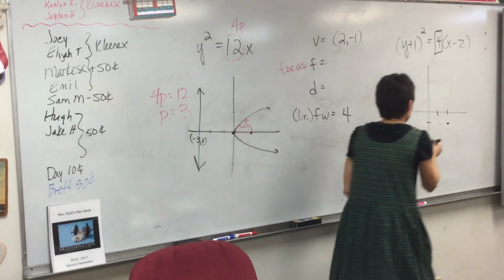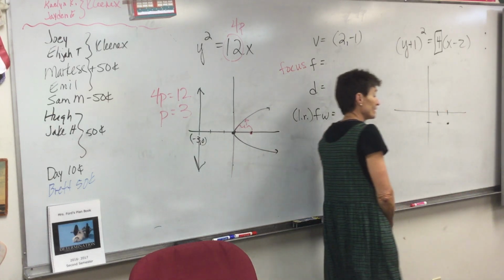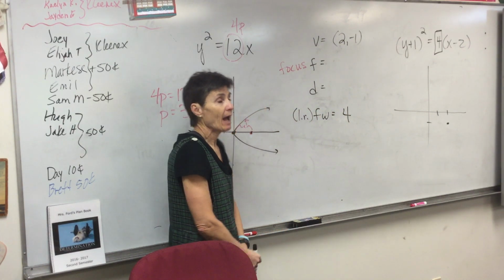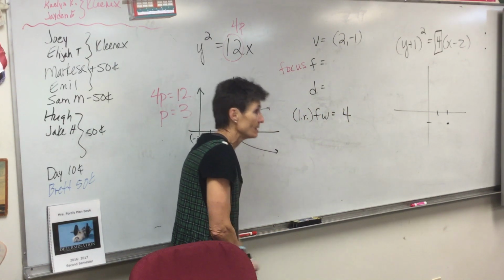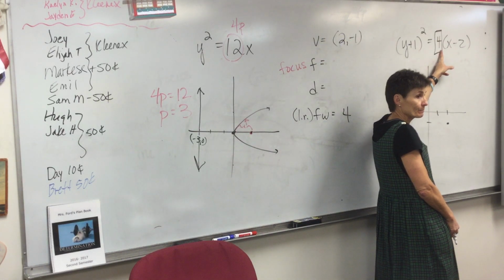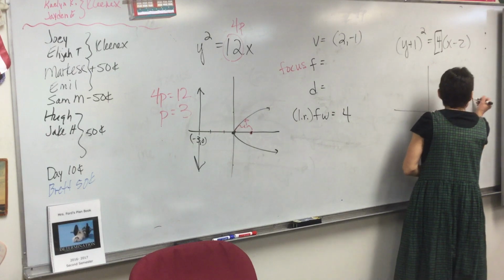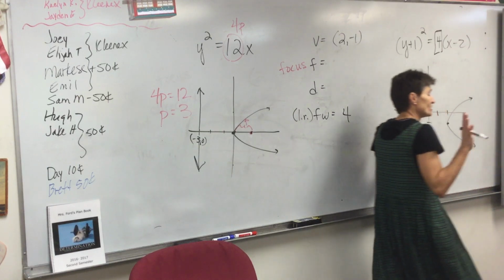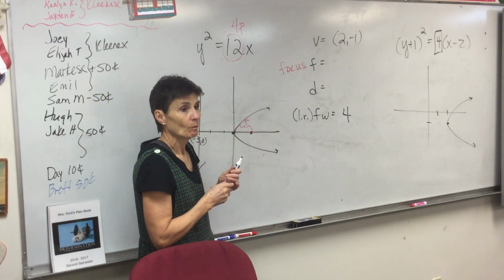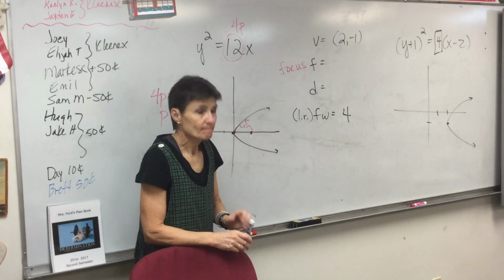Now, here's my vertex. Which way does this guy open? Take a look at your equation. What do you think? Right. How do we know it's right? Y squared, positive number. So it opens to the right. So it looks like this. Remember, nobody's grading your picture. The 4 being positive is what you mean. Yes.